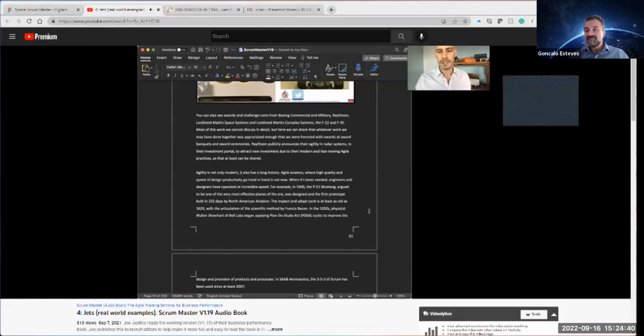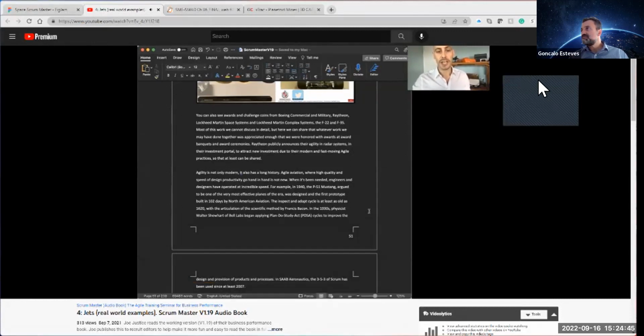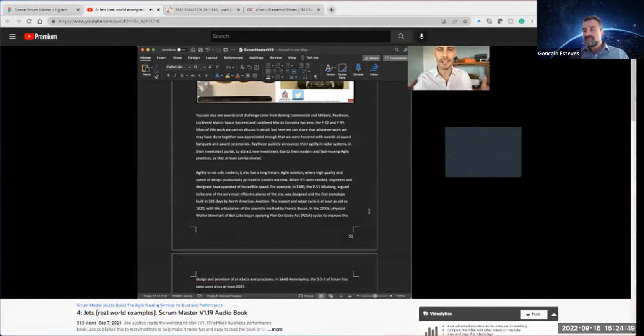The inspect and adapt cycle is at least as old as 1620, with the articulation of the scientific method by Francis Bacon. Some people will say, Sir Francis Bacon. I try to avoid monetary and oligarchy awarded titles. I don't mean to be weird.